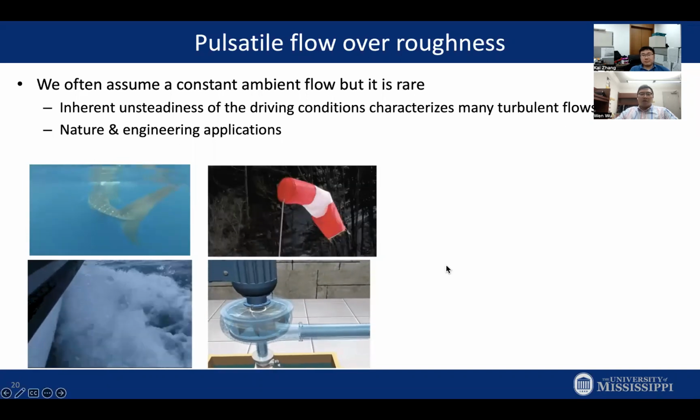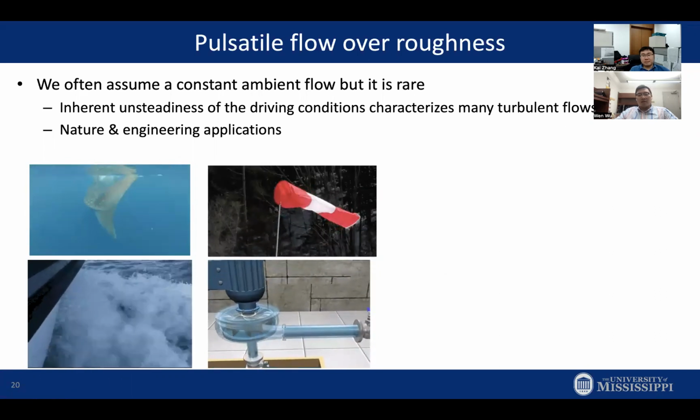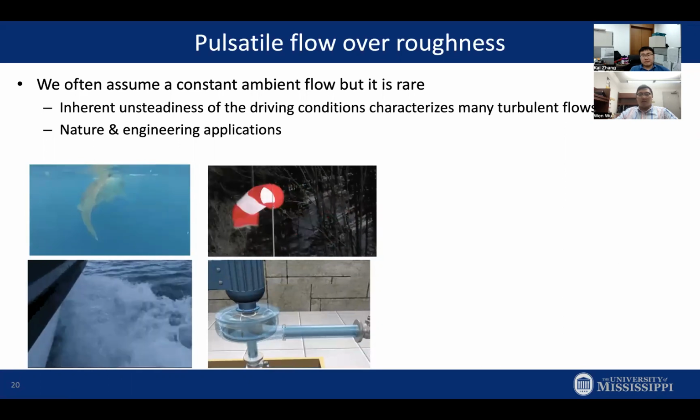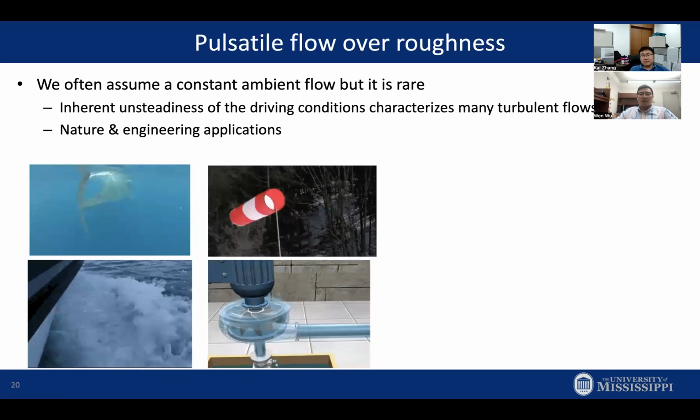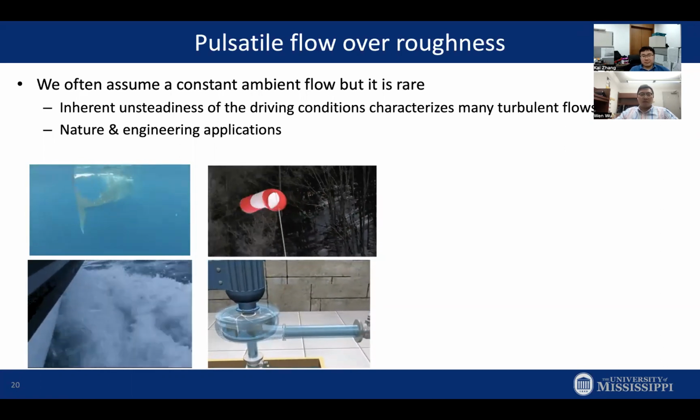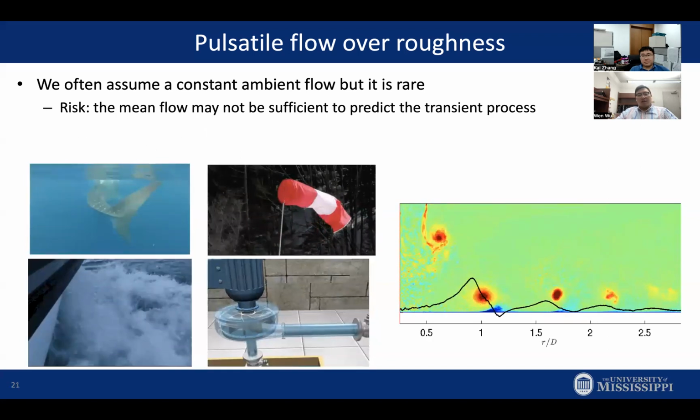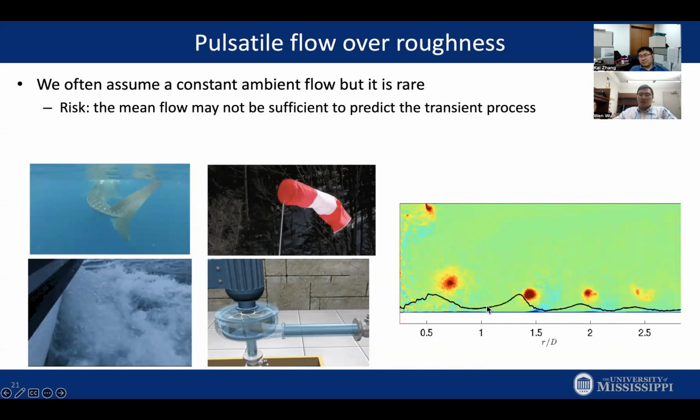So similar to roughness versus smooth, pulsatile flow is, I would say, the nature of the flow instead of a special case. The non-pulsatile flow is an oversimplified special case that we have been utilizing. Especially, there are many phenomena that the mean flow cannot sufficiently predict. One research that we've done is the suspension of particles by an impinging vortex. And we came to the conclusion that the mean wall shear stress and the transient instantaneous shear stress, shown by this black line, are so different that they can cause fundamental differences in the momentum and mass transfer on the wall.